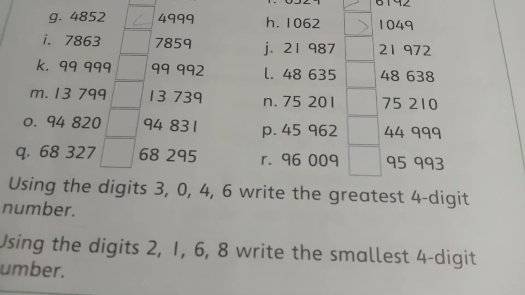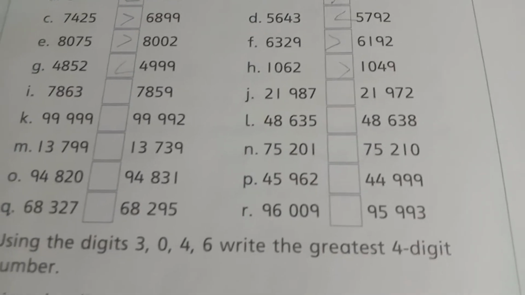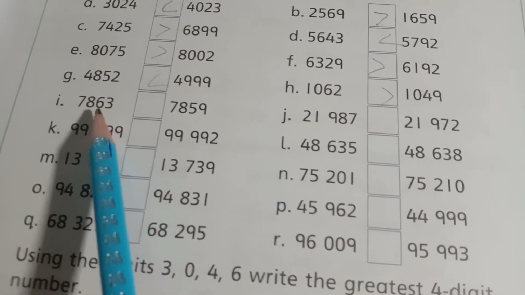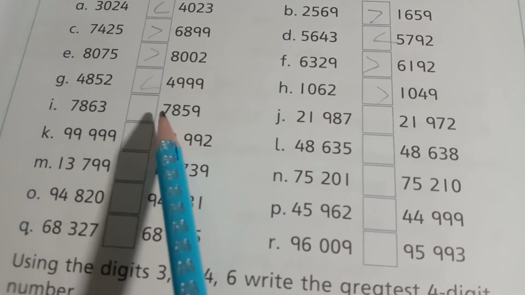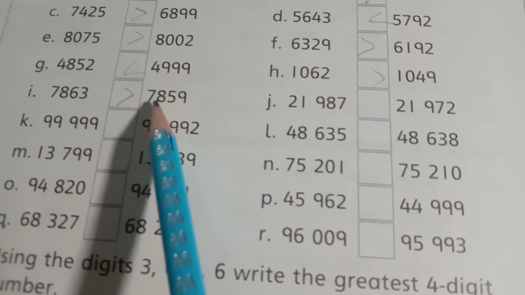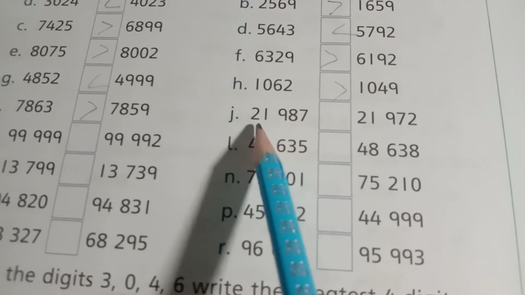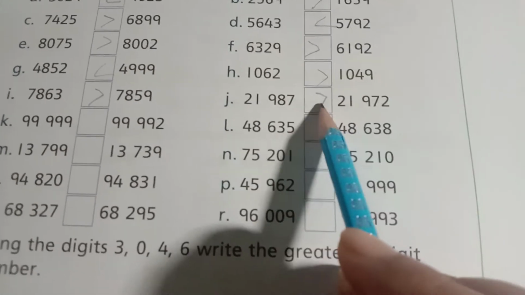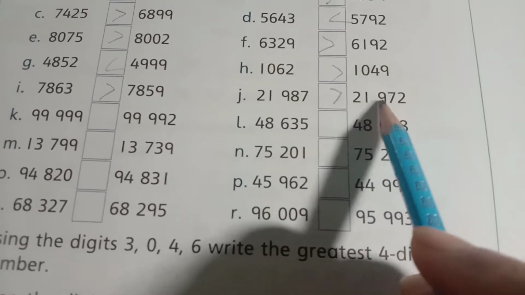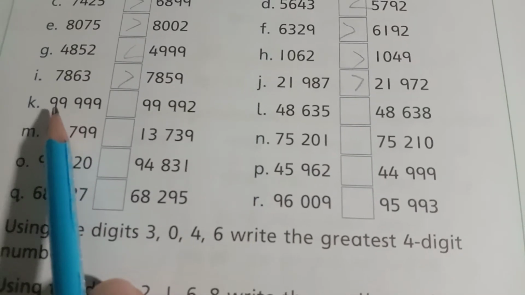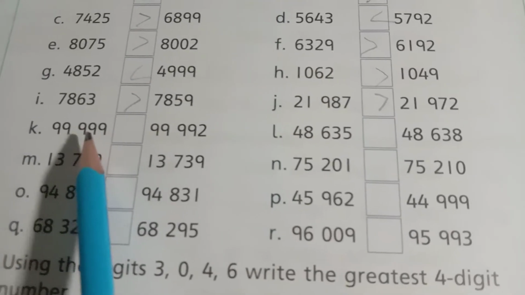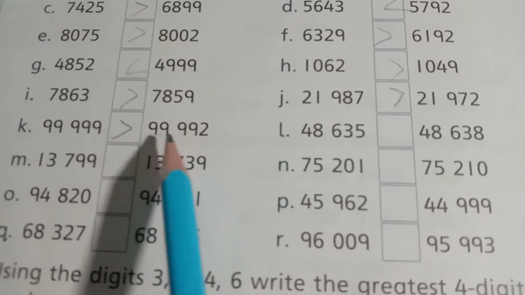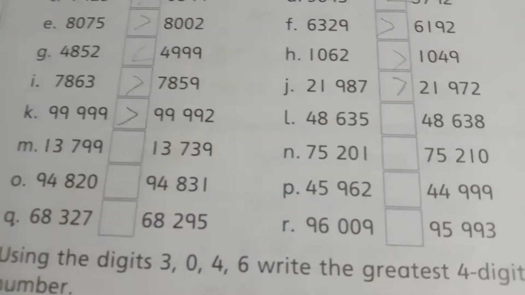7,863 is greater than 7,859. The same way, 21,987 is greater than 21,972 because 8 and 7 are being compared. 99,999 is greater than 99,992. The ones are compared.